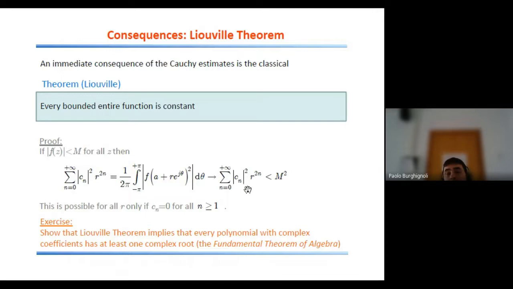So your function is actually a constant. This is a powerful theorem. For example, you could, as an exercise, use the Liouville theorem to show that any polynomial with complex coefficients has at least one complex root, which is the statement of the so-called fundamental theorem of algebra, which actually implies that any polynomial not only has one complex root, but actually has a number of roots equal to its degree.